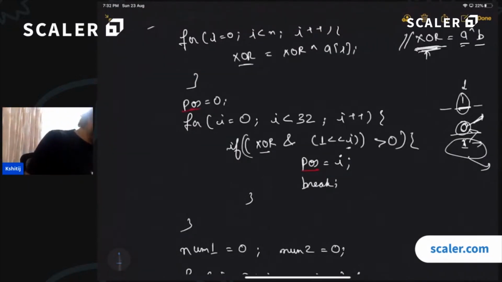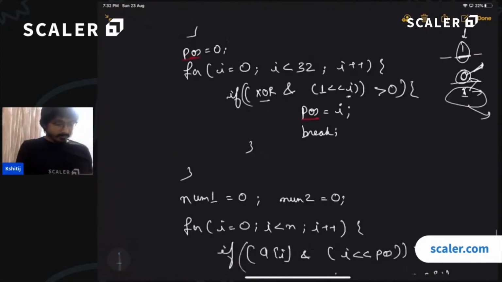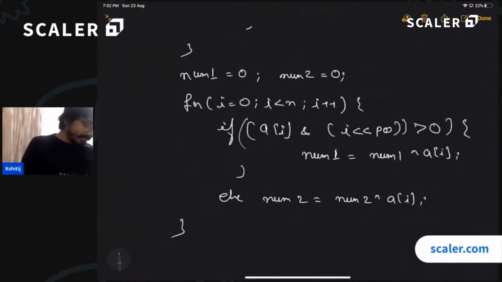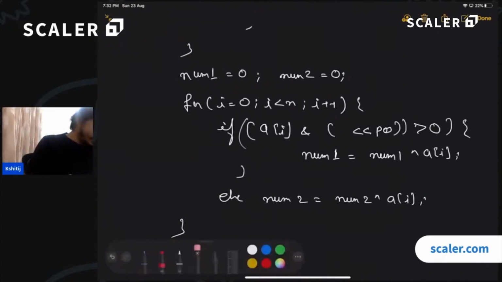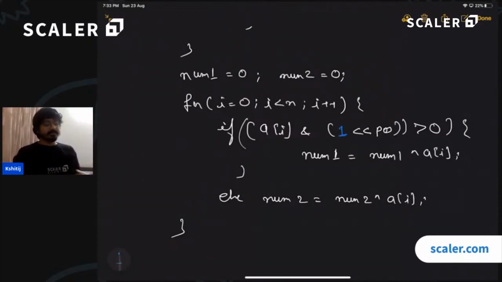Right. This has to be correct. This is Ankur, thanks for correcting. This is not I. This has to be one left shifted by position. Thanks for that. Right, because we are just checking whether the bit in this position is set bit or not.